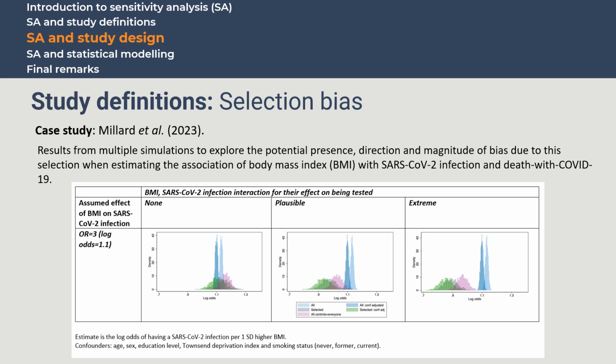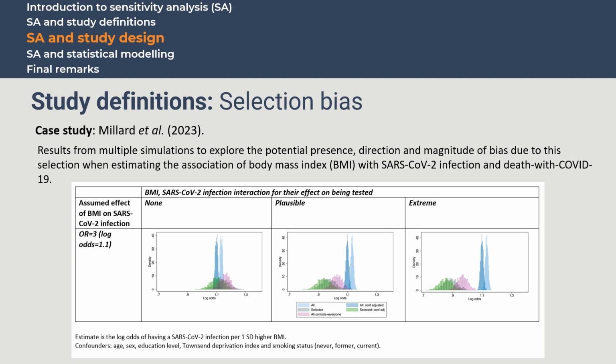In the plot on your screens, you have the assumed effects of BMI and COVID infection. As you can see, the distributions of the log odds of COVID in selected individuals and the whole population in the simulations differ widely. The bias of each population versus everyone else's outcomes differs, and it can be positive or negative depending on who is selected.